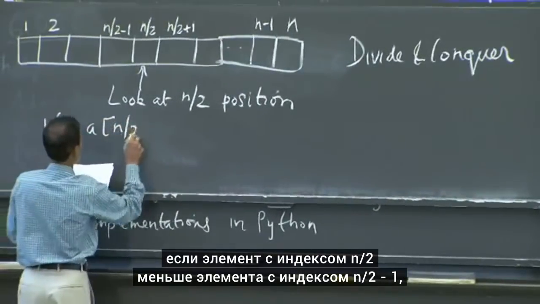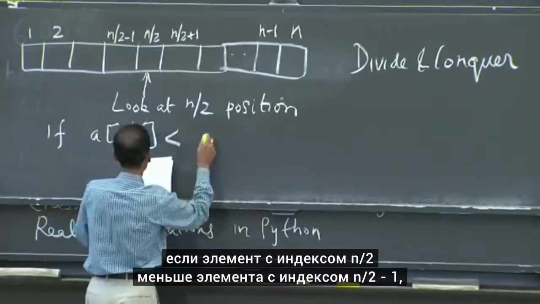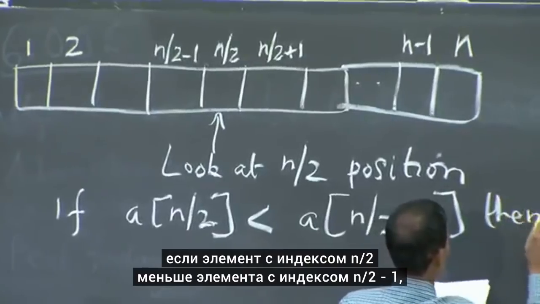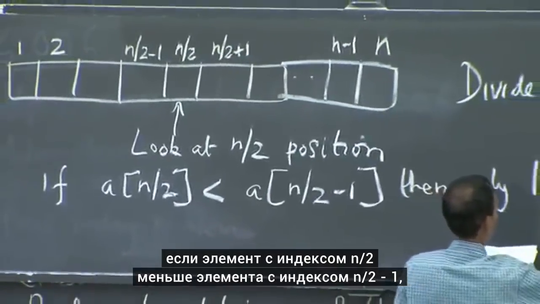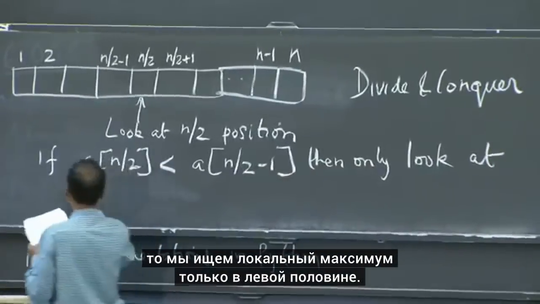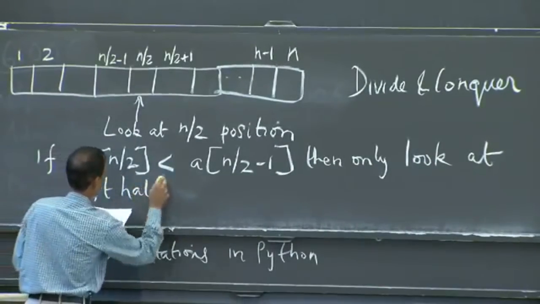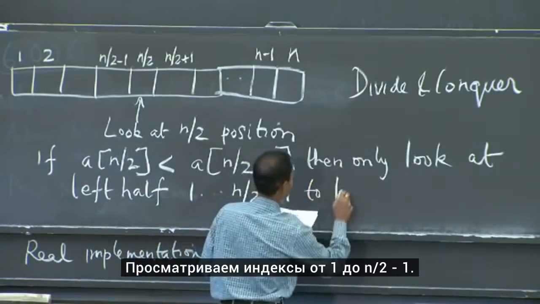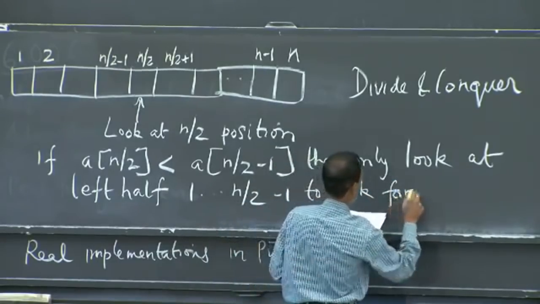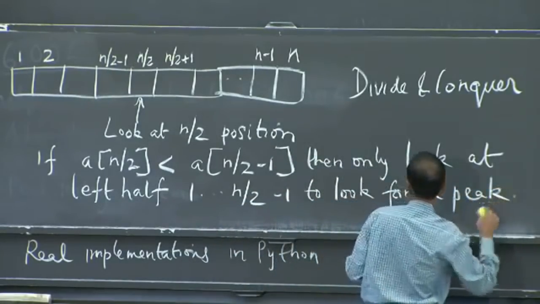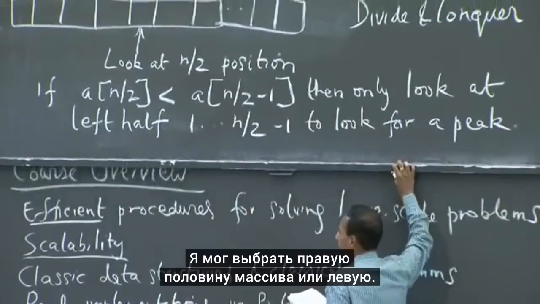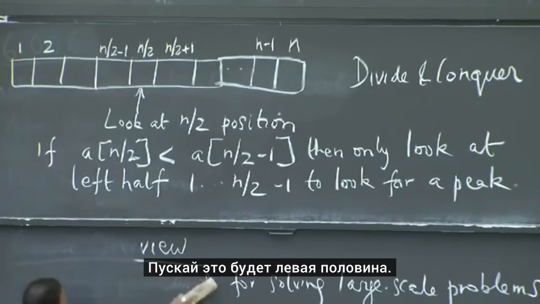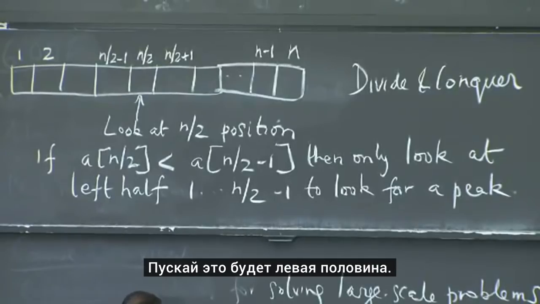So if a n/2 is less than a n/2 minus 1, then only look at the left half, 1 through n/2 minus 1, for a peak. Right? So that's step one. And I could have done the right-hand side or the left-hand side. Doesn't really matter. I chose to do the left-hand side first, the left half.